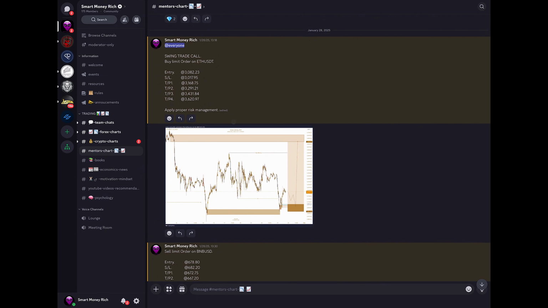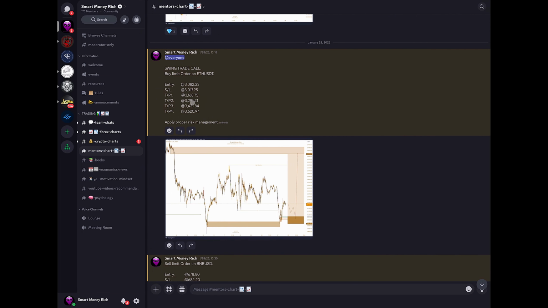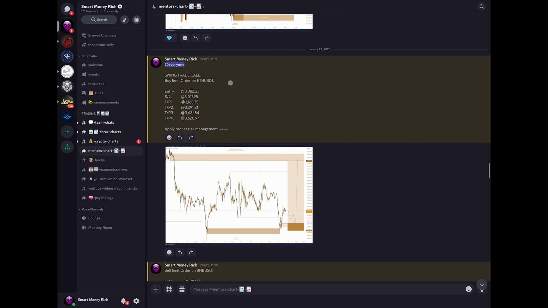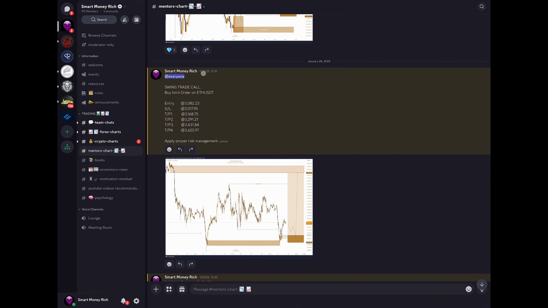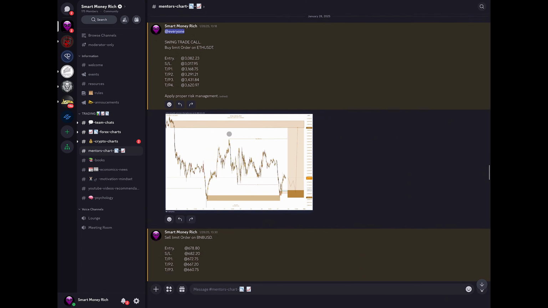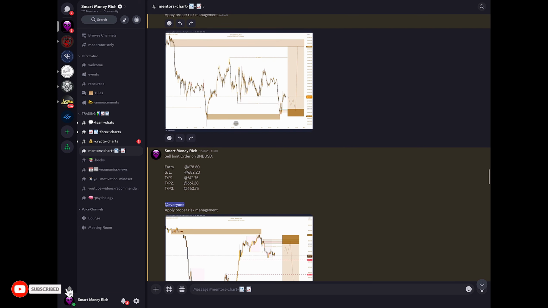Now look at this trade I called also on Ethereum. I used imbalance for this trade on Ethereum. It was a swing trade call, right? If you look at the date, you will see the date. This was just a few days back, January, right? I took this trade and this trade is still running, right?